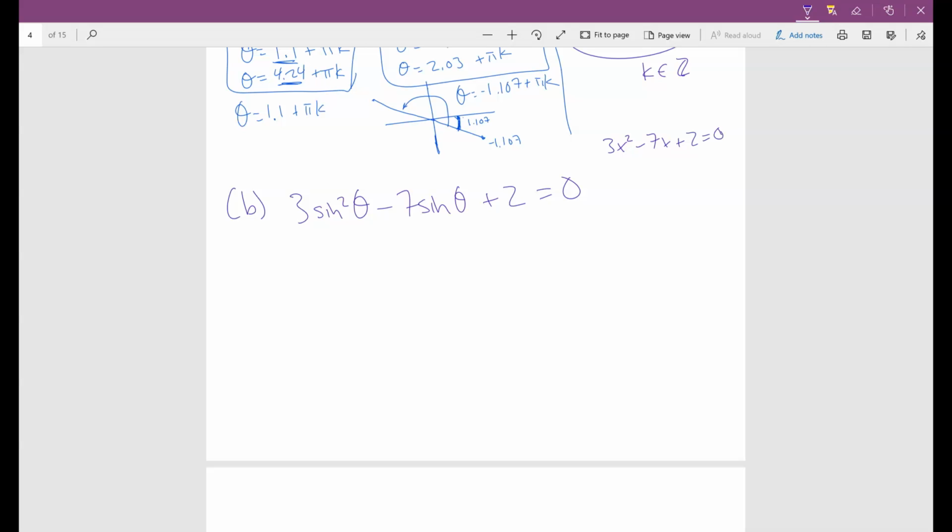And the way that we usually solve for these, especially if your factoring skills aren't that great, you can always just use the quadratic formula. When you use the quadratic formula, we're using it for x. Now, in this case, we're using it for sine.